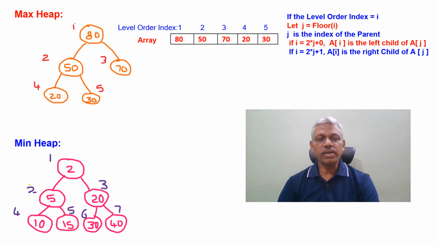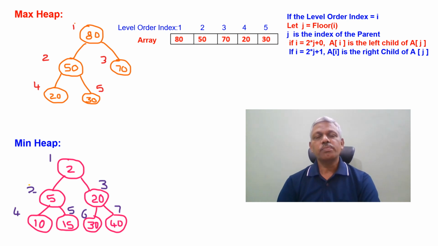Similarly, in the case of a min heap, the parent node should be less than the children nodes. So the root node is the least element of all the elements in the min heap, and 2 is less than 5 and 20. 10 and 15 are greater than 5. Of course, 5 is less than them, and 20 is less than 30 and 40. So this is a min heap.